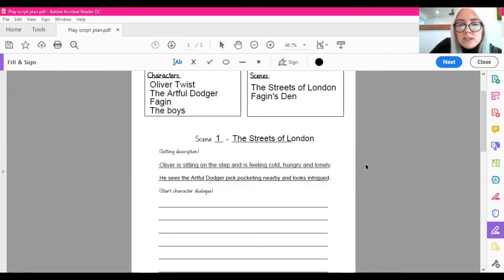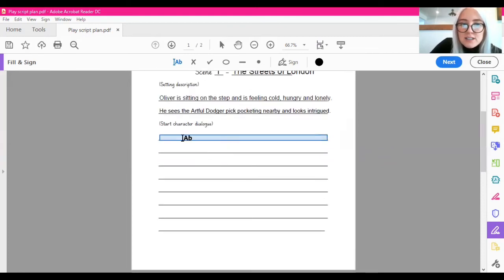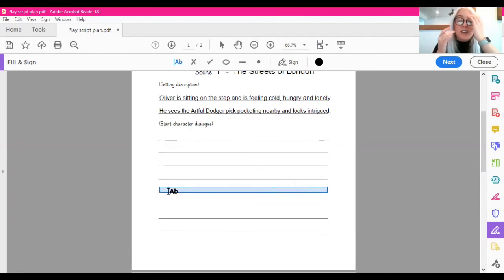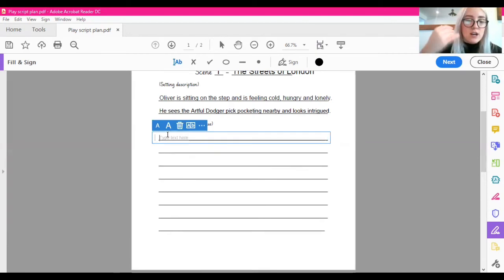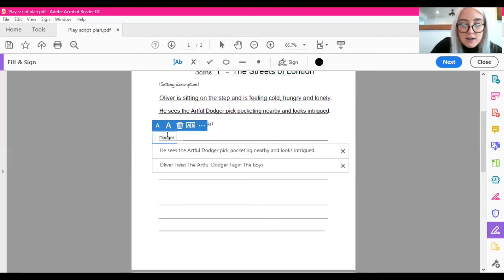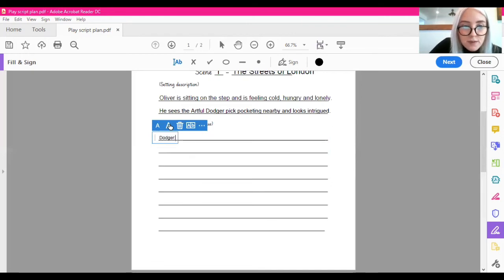Oliver is sitting on the step and is feeling cold, hungry, and lonely. He sees the Artful Dodger pickpocketing nearby and looks intrigued. As you can see here, I've put start character dialogue. So here is when we're going to start using our character dialogue. So I'm going to start with Dodger. So remember, when we're doing our dialogue, we start with our character, we write our character's name. So Dodger, then I'm going to put my colon.